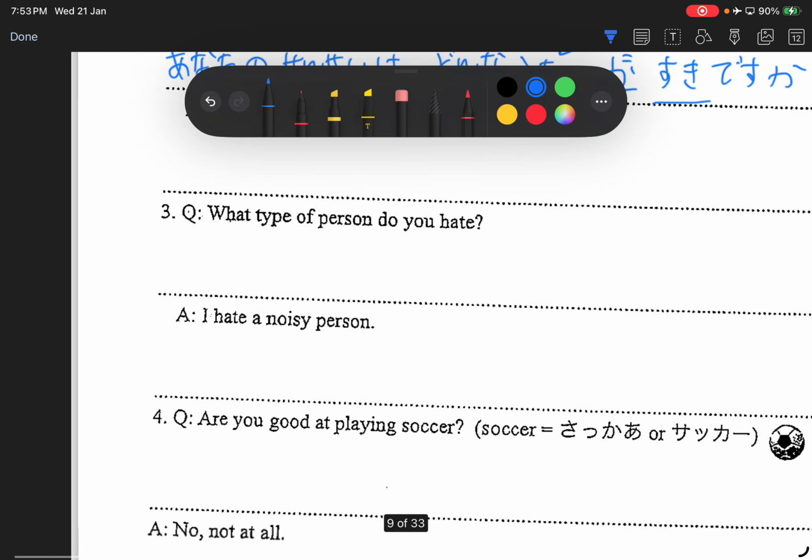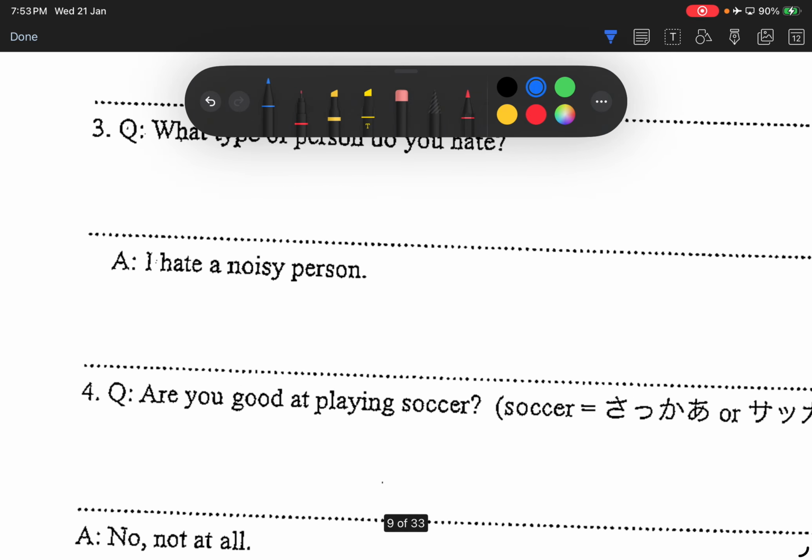私はうるさい人が嫌いです。Right, I hate noisy people. Right? Any question with the particles? うるさい is an e-adjective, that's why we can just put it うるさい人. Right, うるさい人. We don't need to add anything in between. Right, うるさい人 is an e-adjective.